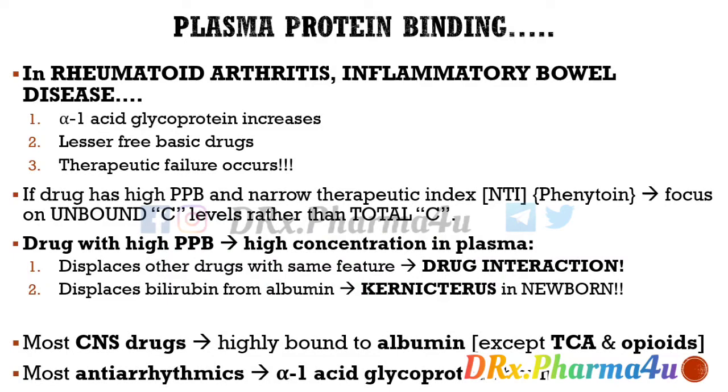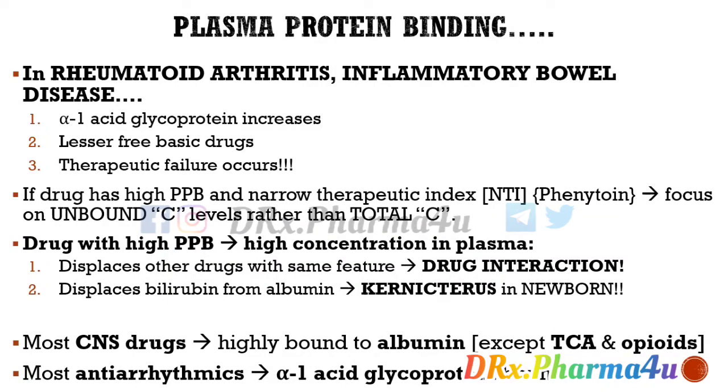So if that increases, then there will be lesser free basic drugs, because as I already told you, basic drugs bind to alpha 1 acid glycoprotein. If the amount of alpha 1 acid glycoprotein increases, then more basic drugs will bind to it. So lesser drugs will be available in the plasma, and we will not get the proper efficacy that we require. So therapeutic failure may occur.